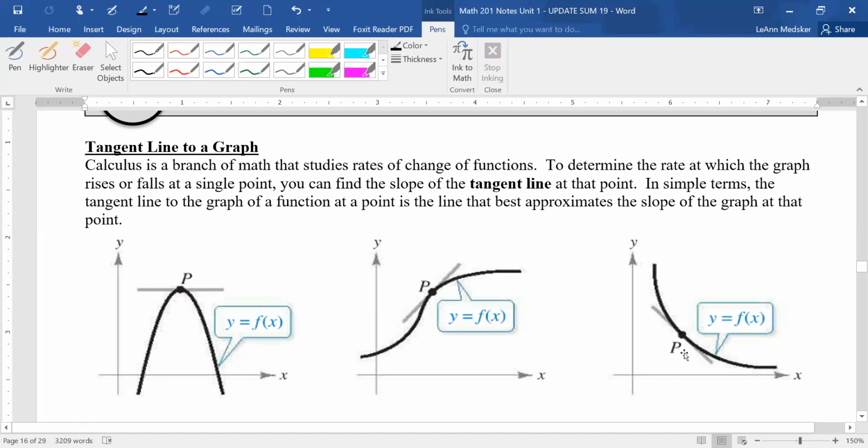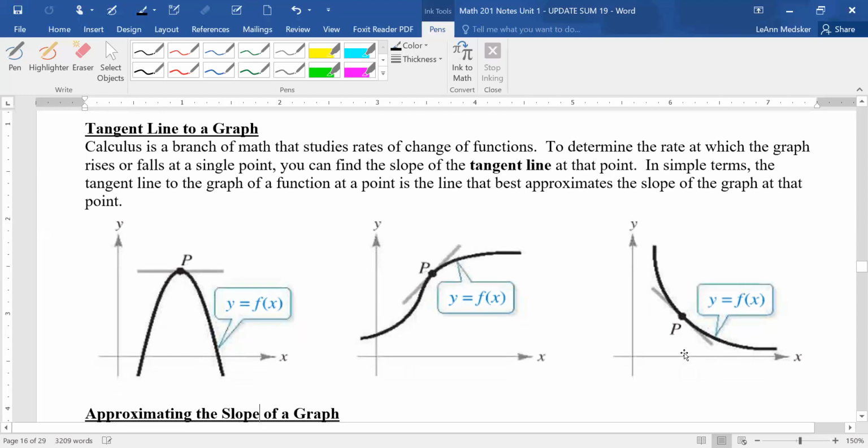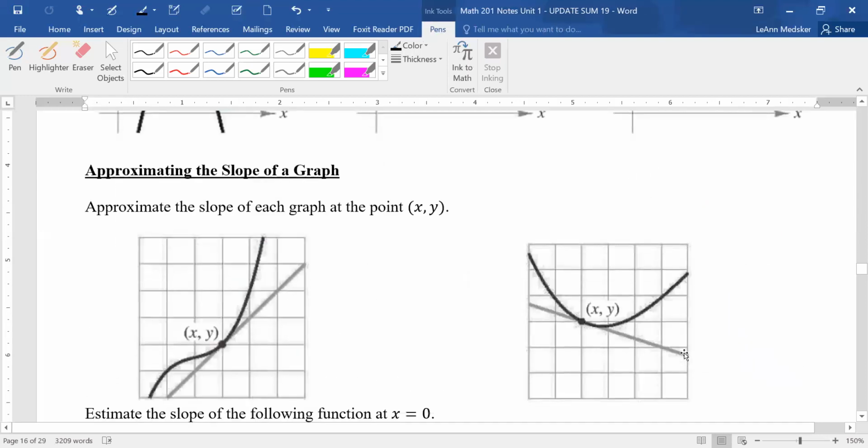So which way the graph is heading has a lot to do with the slope of the tangent line. So what we're going to do, and this is the only piece we're going to practice here together on the video, is approximate the slopes of a graph. The first two are done for us. They've drawn in the tangent line, and we're going to just calculate the slope by counting it.